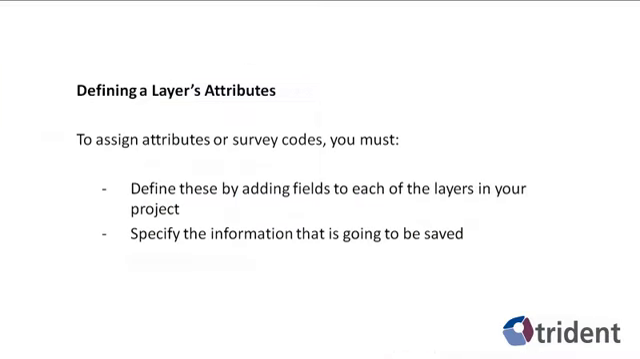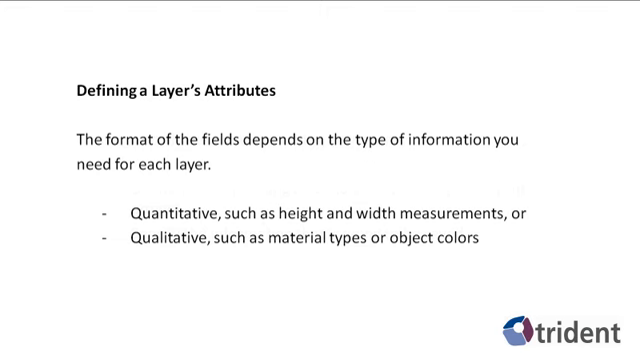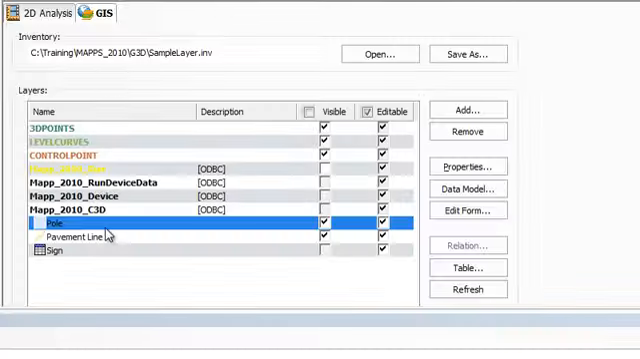If you wish to assign attributes or survey codes, you must first define these by adding fields to each of the layers in your project. This is commonly referred to as creating a data dictionary. When you add fields, you specify the information that is going to be saved. The format of the fields you need to add depends on the type of information you need for each layer. This information can be quantitative data, such as height and width measurements, or qualitative, such as material types or object colors. In this example, I will add fields to my pole layer.